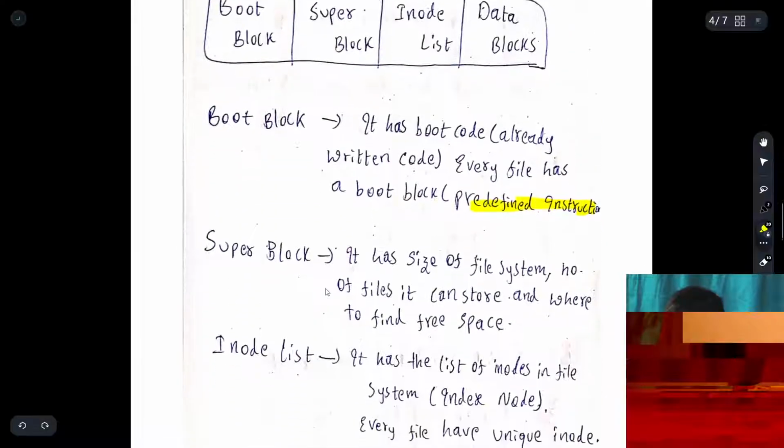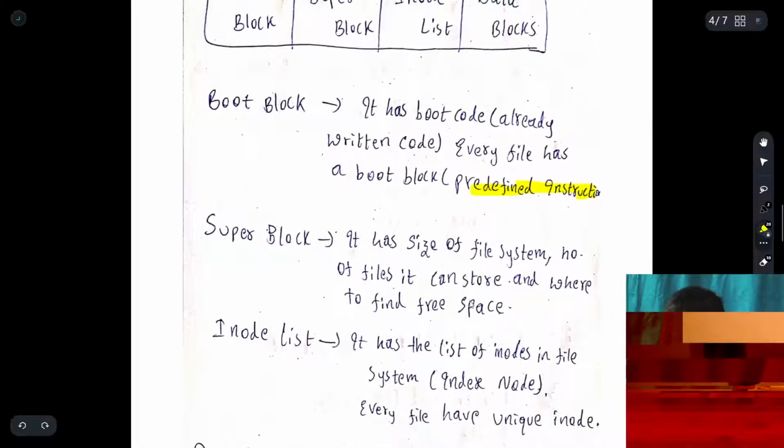And then the super block is nothing but it has the size of the file system, the number of files it can store, and where to find the free space. So the super block consists of all these details: the size of the file system, the number of files it can store, and where to find the free space.